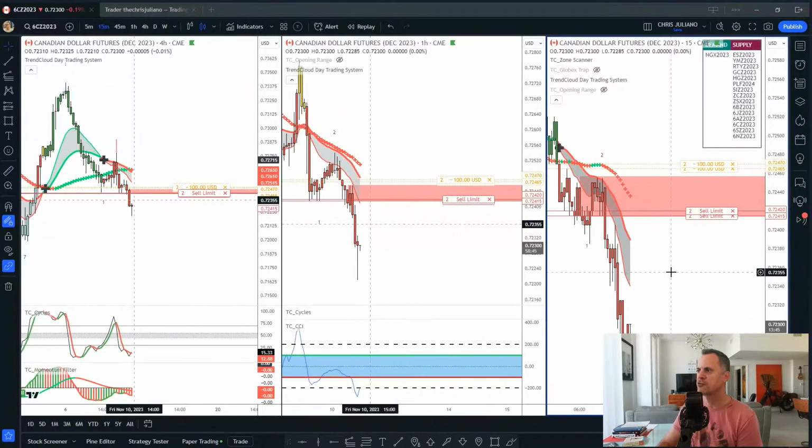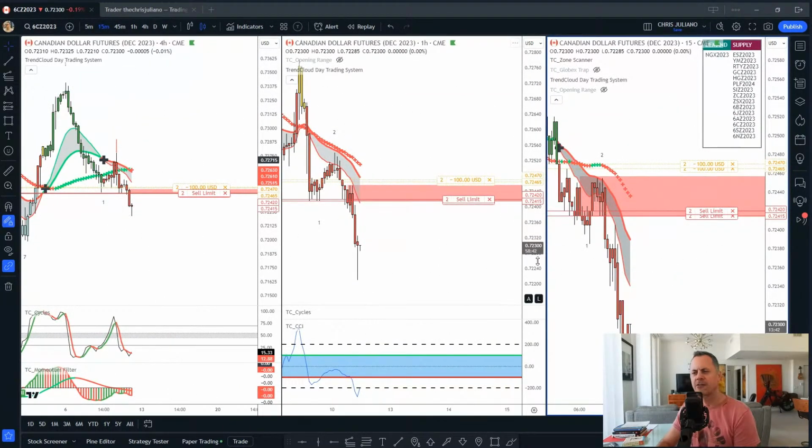But definitely pick up the trade plan and start using this. Let's make some money, guys. Okay, let's make some money and grow that trading account.